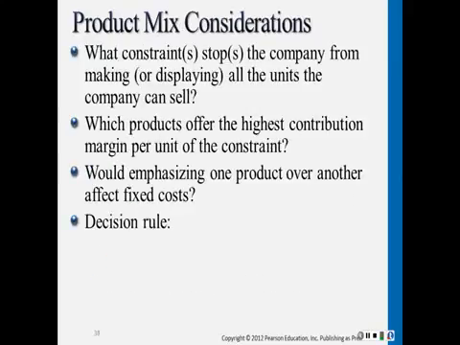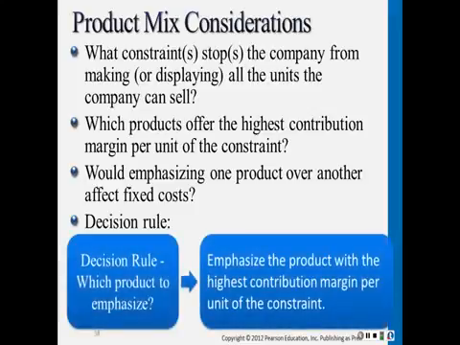However, if a company can sell all the units it can produce, which products should it emphasize? For which items should production be increased? Companies facing constraints consider the questions shown here. What constraints or stops the company from making or displaying all the units the company can sell? Which products offer the highest contribution margin per unit of the constraint? Would emphasizing one product over another affect fixed costs? Decision rule. Which product to emphasize? Emphasize the product with the highest contribution margin per unit of the constraint.